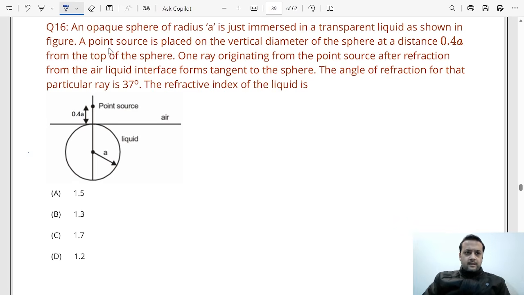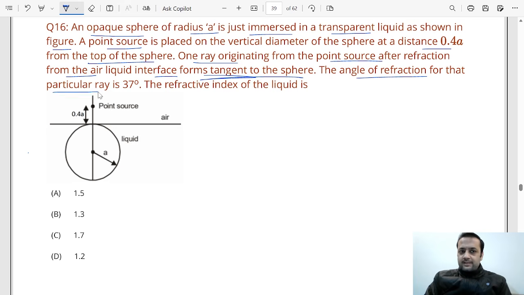All right, let us see this question now. In this, there is an opaque sphere of radius A, which is just immersed in a transparent liquid as shown in the figure. There's a point source of light which is placed at a distance of 0.4 A from the top of the sphere. So this distance is 0.4 A. There's one ray which is originating from the point source, after the refraction from the air liquid interface forms tangent to the sphere. So the angle of refraction for that ray is given as 37, and we have to find the refractive index of the liquid.